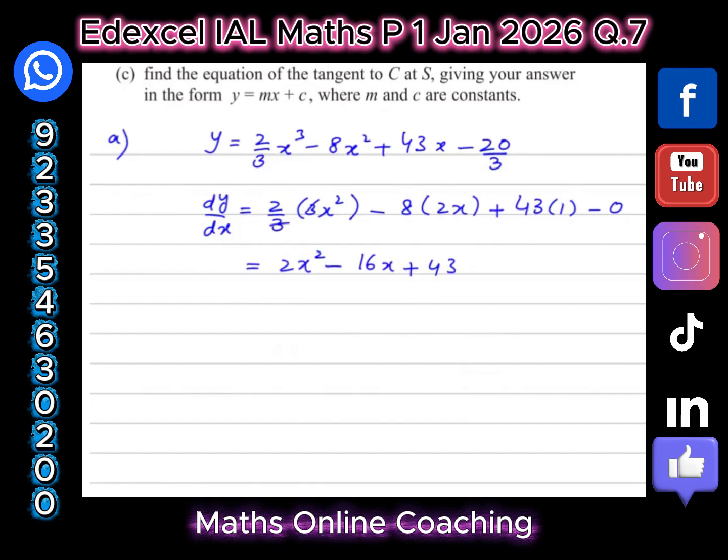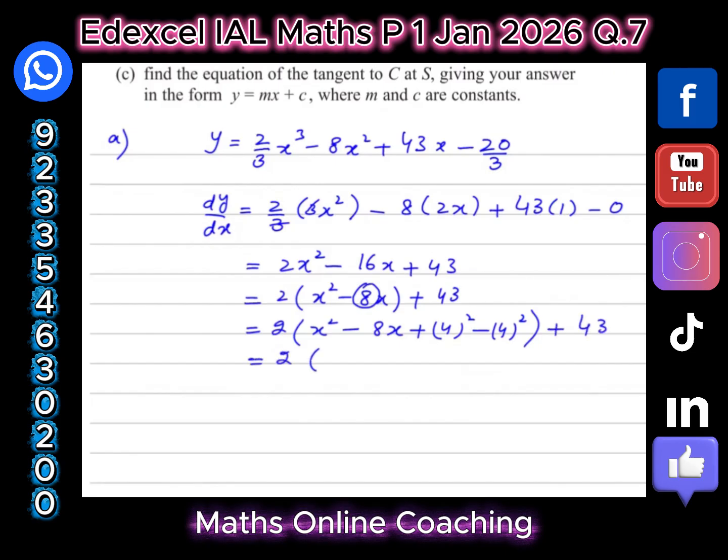Now we have to convert it by the completing square method into the required form. 2 is common: 2 times x squared minus 8x, plus 43. Take common only from the variable part. Now, in the completing square method, we take half of the coefficient of x. Coefficient of x is 8, and half of it is 4. Now, add and subtract 4 squared.